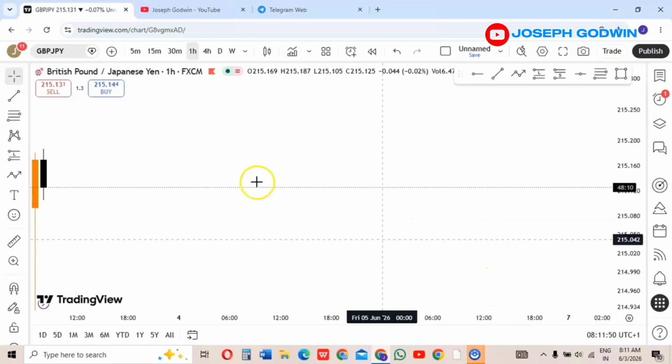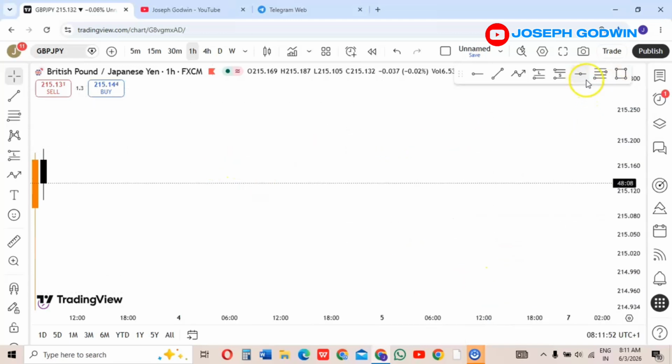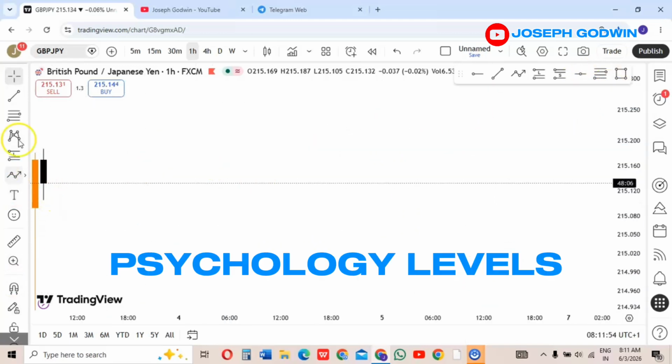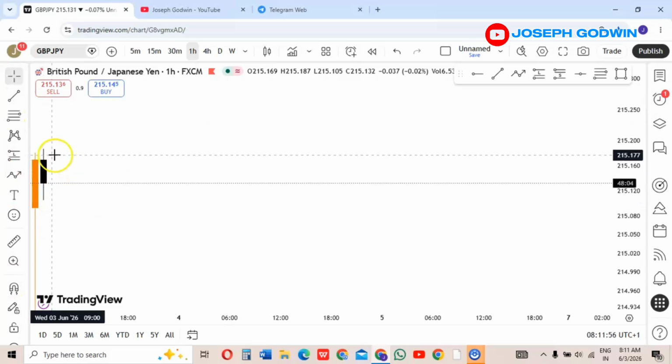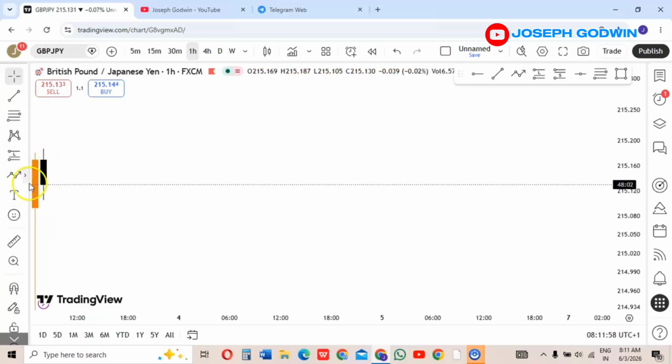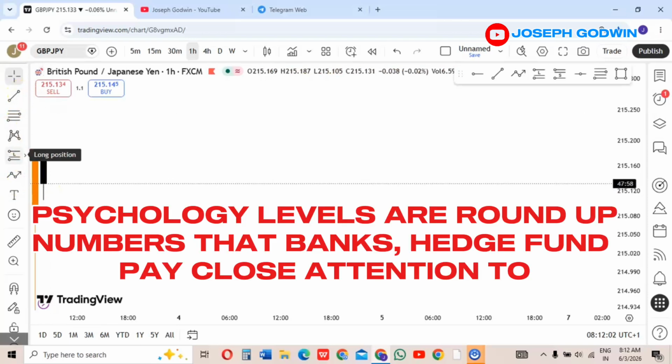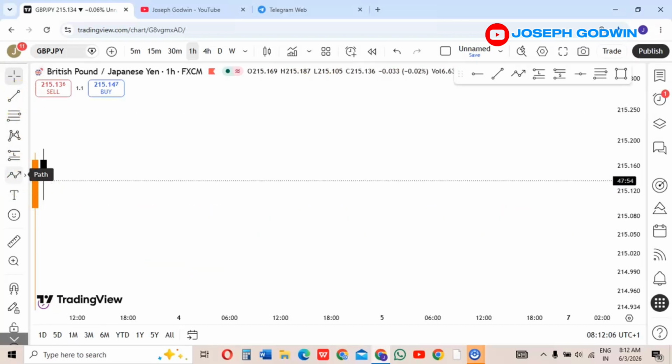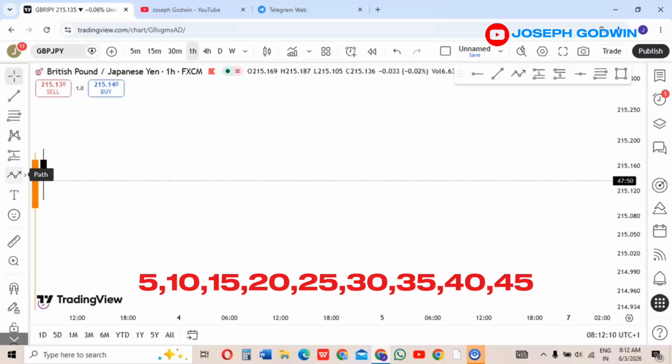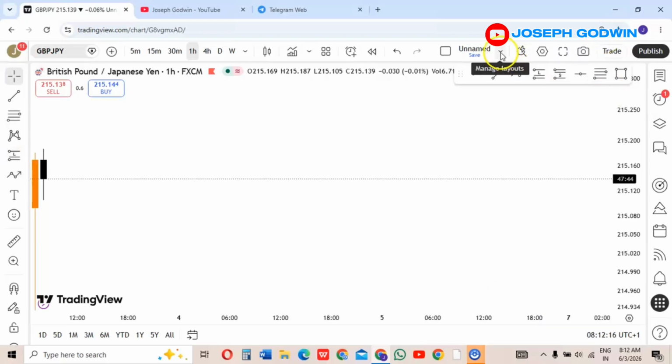And again, the second thing I want to introduce to you guys is psychological levels. Now, what are psychological levels? I've got this question countless number of times. Psychological levels are round numbers that banks and hedge funds pay close attention to. For instance, psychological levels are like 5, 10, 15, 20, 25, 30, 35, 40, 45. They are just round numbers.